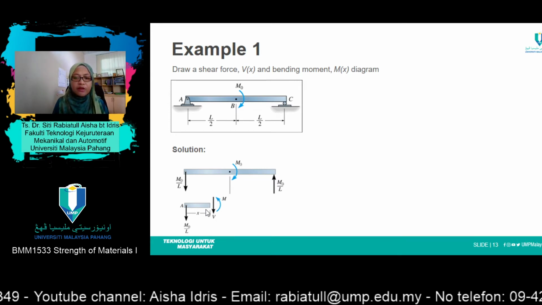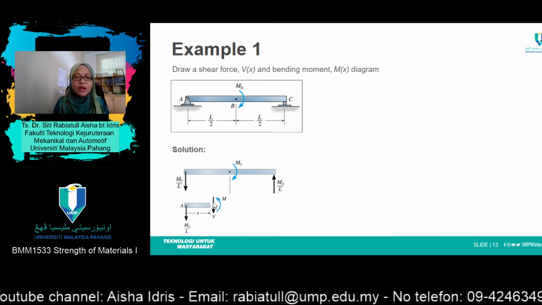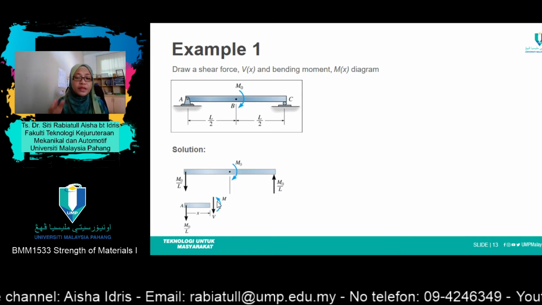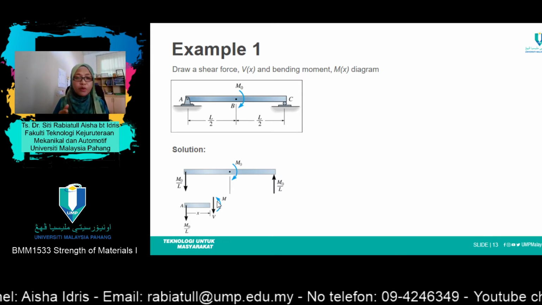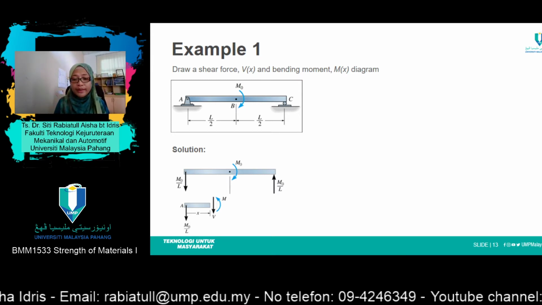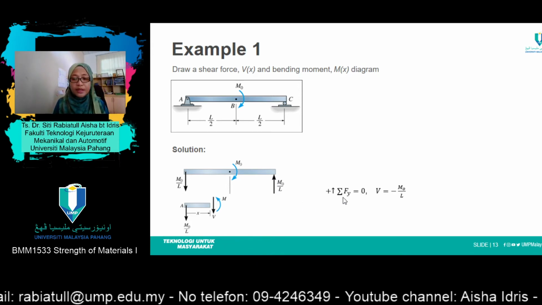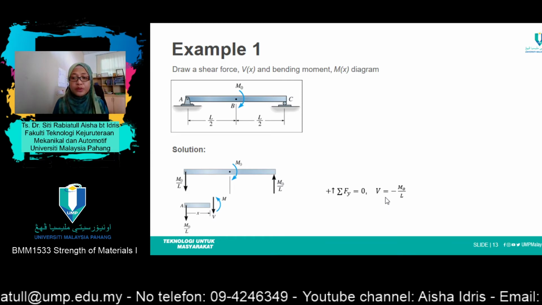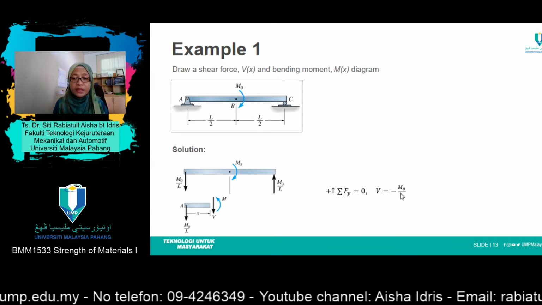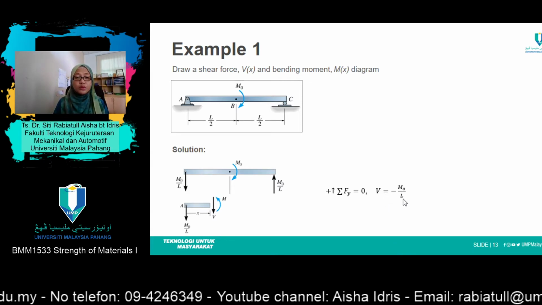Notice the sign convention here. You need to remember the sign convention for shear force is moving downward, whereas for moment it is counterclockwise. From there, you need to calculate total forces in the y direction equals 0. So you'll get V equals negative M naught over L.